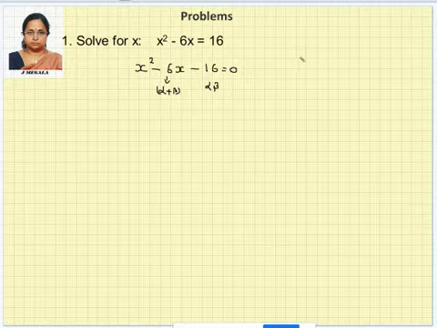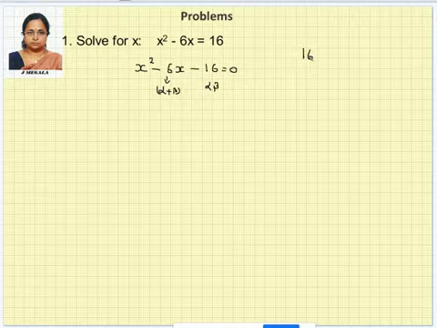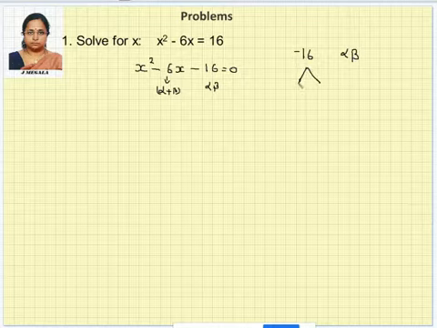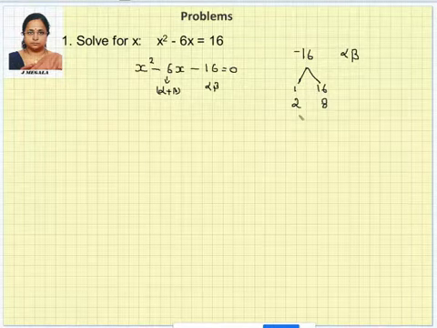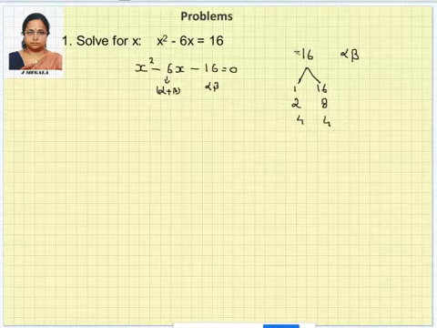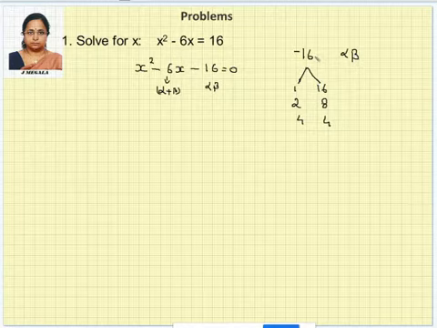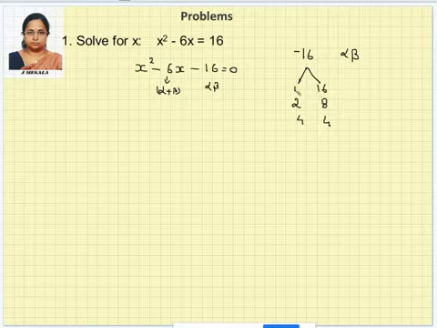So here alpha beta is minus 16. That is what alpha beta is. So what you have to do here is try to find the factors of this 16. The factors of 16 can be 1 and 16, or 2 and 8, or 4 and 4. And also this is a negative sign. So you know that the product of the two should be alpha beta, but if there is a negative sign here, then one of them has to be negative. So it's going to be either 1 into minus 16 or minus 1 into 16.